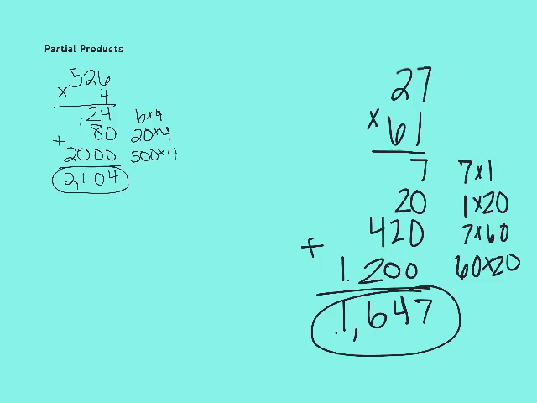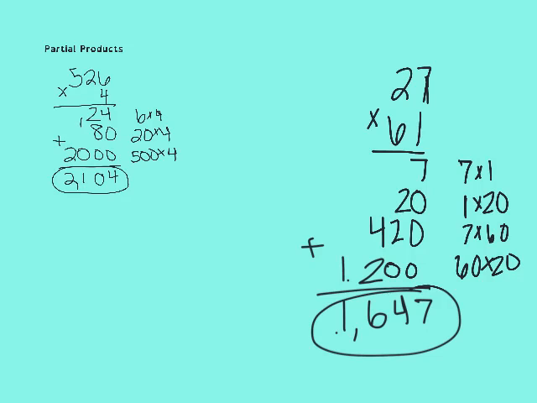So what we're doing is we're multiplying each of our numbers by each other, but we're also taking into account what place it's in. So this time we just multiplied by the ones. So it's 7 times 1. Then we multiplied our 1 times the 2 in the tens place. So 2 in the tens place is 20. So 1 times 20. Then we did 7 times the 6 in the tens place, which is 60. And then 2 times the 6 in the tens, so 60 times 20.